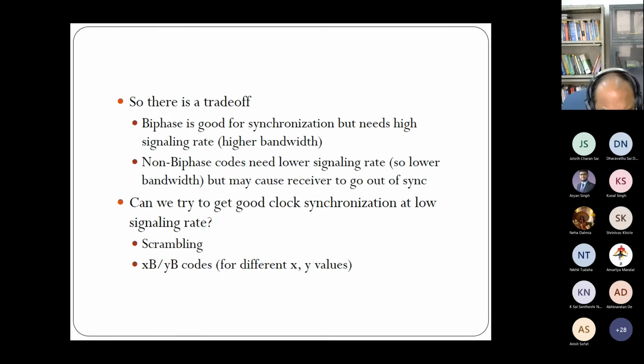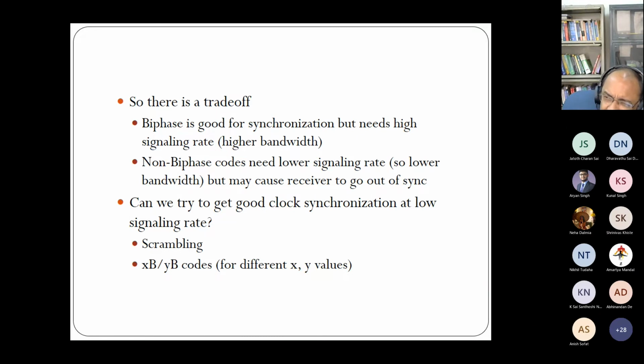Okay. Yeah, this is good. So we have a trade-off we have seen: biphase is good for synchronization, but needs high signal rate. Non-biphase, lower signal rate, but may cause receiver problems. Can we get a good clock synchronization at low signaling rate? Can we get the best of both worlds? Okay. Now you have some technique names here. Before we go in there, can you quickly tell me, do you have any ideas?